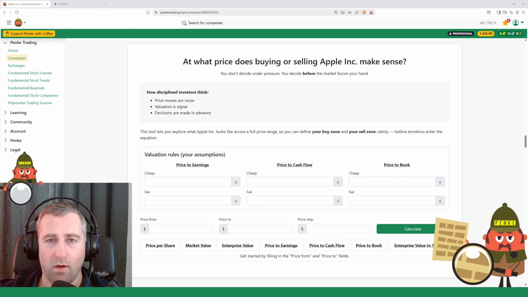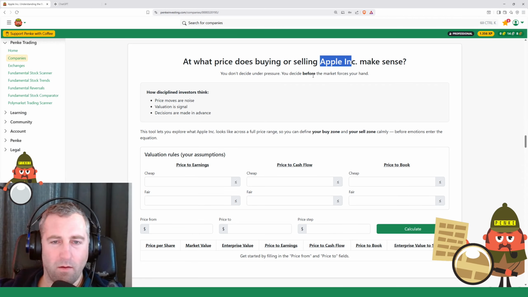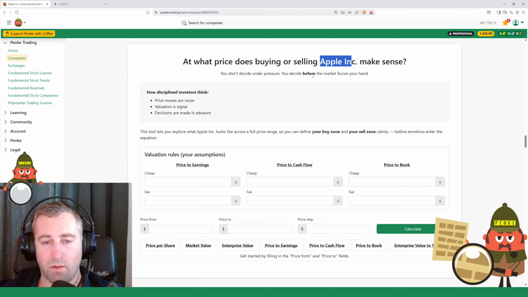When are you going to buy the stock? When are you going to sell the stock? So in this case, we are going to look at Apple stock, and I'm going to decide if I wanted to buy Apple, at what prices I would buy in. And Warren Buffett is doing the same. This is how serious investors scale into a stock or scale out of a stock.